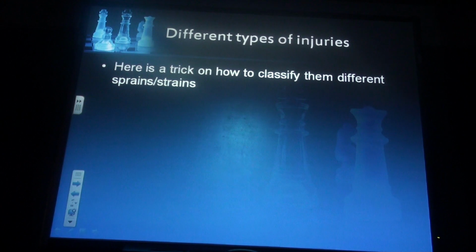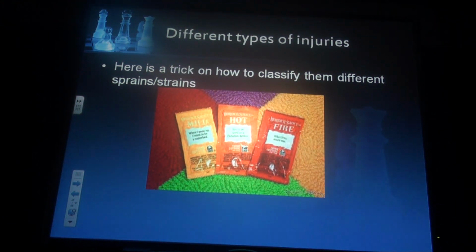Here's a trick on how to classify them differently, sprains and strains. Kind of like your Taco Bell sauce. You have mild for first degree, hot for second degree, fire being worst case scenario for third degree. It's a good way to remember it.